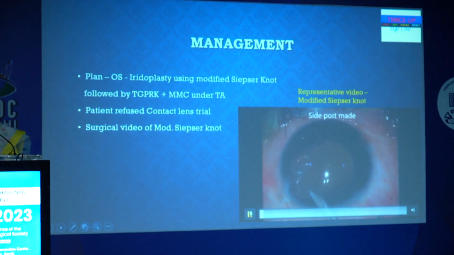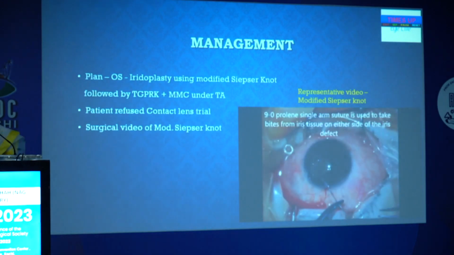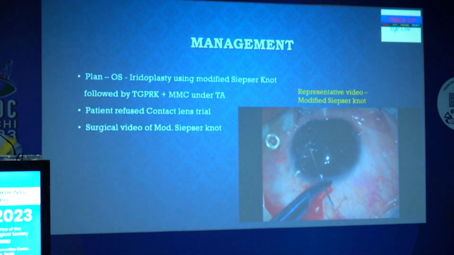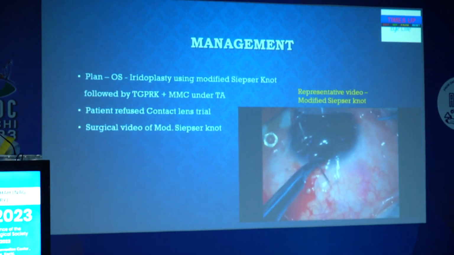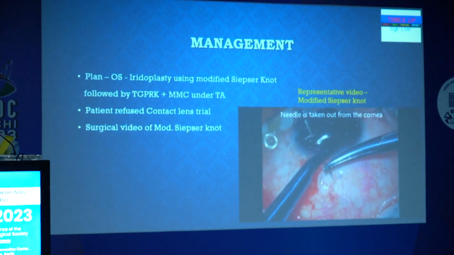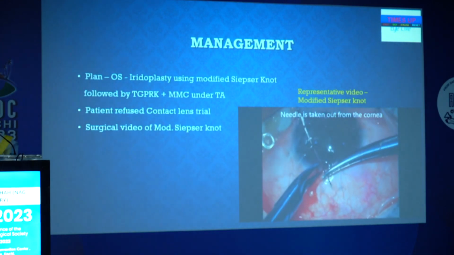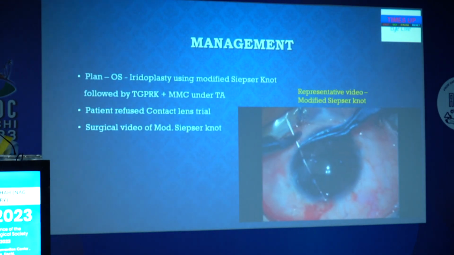So the video is from a different case. We make a side port incision, inject pilocarpine and viscoelastic, and this is the 9-0 Prolene suture which is being introduced and passed through either edge of the torn iris and taken out through the cornea.